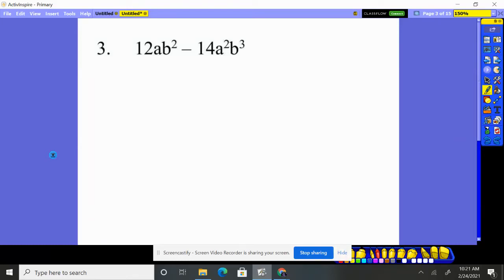Number 3, if we break it down, 12 will break down to 2 times 2 times 3. That gives you 12. And 14 A, B, B minus 14 is going to break down to 2 times 7 times A times A times B times B times B.